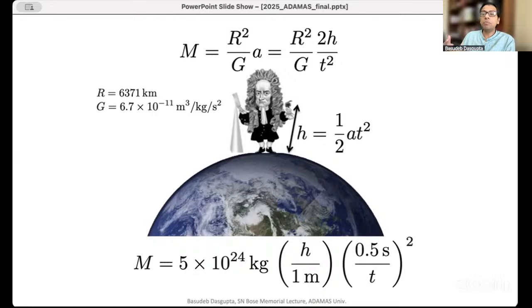Okay, so this is a simple way to measure the mass of the Earth by just doing a very simple experiment of just dropping an apple and measuring the time it takes to fall a distance h. So this is how, just from the motion of the apple, I can measure the mass of Earth. Okay, so this is the principle.